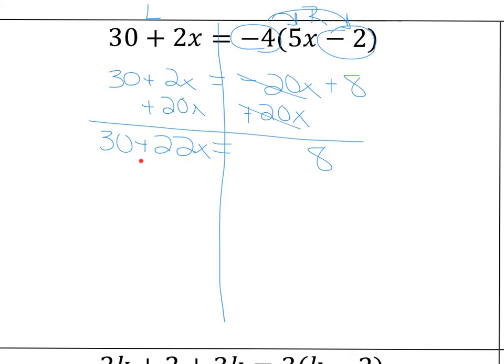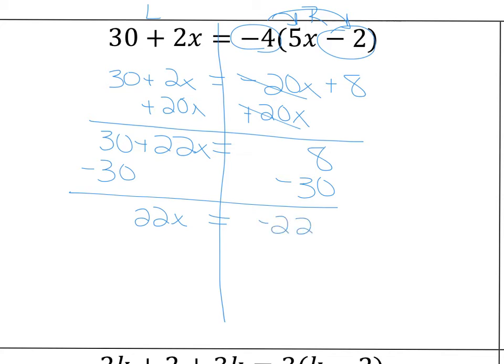Find the side of the variable. I'm going to save the 22x to the very end. I have to get rid of this positive 30. So I'm going to subtract 30 from both sides. And I get 22x equals 8 minus 30. Use your calculator to help you if you need to. You get negative 22. Now 22 times x, my inverse operation is division. So I'm going to divide both sides by 22. And I get x equals negative 22 divided by positive 22 is negative 1.